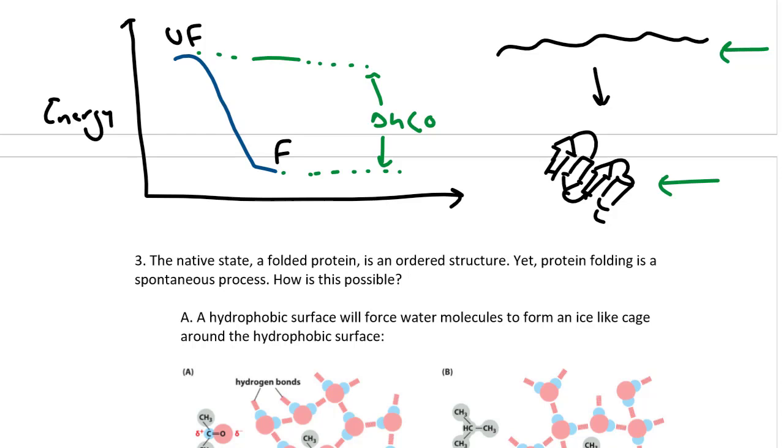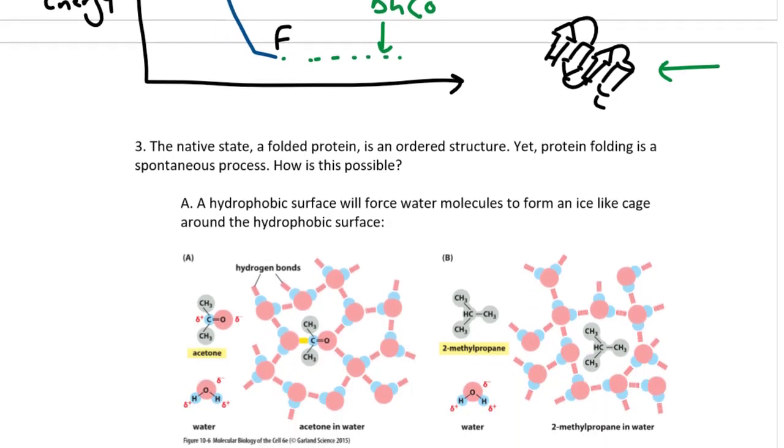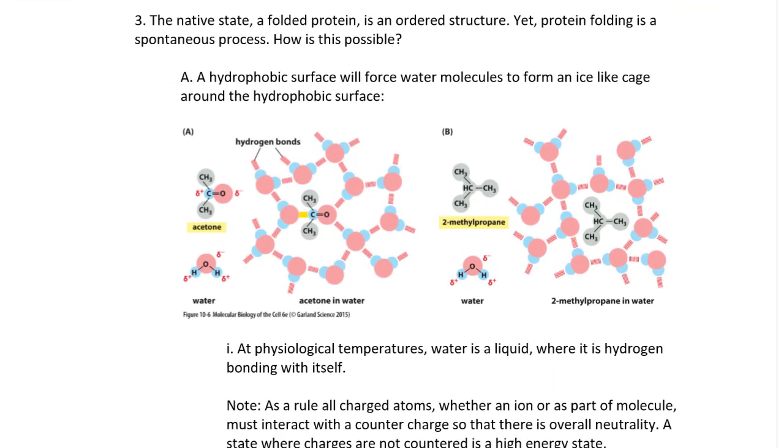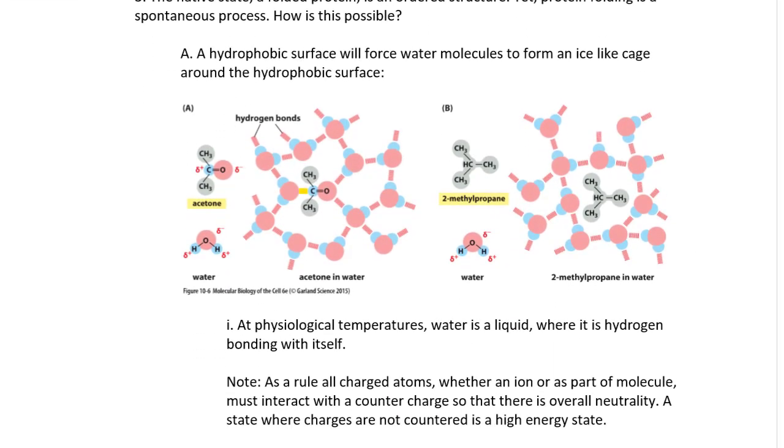Because we said that going from low entropy to high entropy is favorable, whereas going from high entropy to low entropy is unfavorable. Well, we're about to answer the question of why water minimizes its interaction with hydrophobic surfaces. So we'll read through this first and then go over it piece by piece.